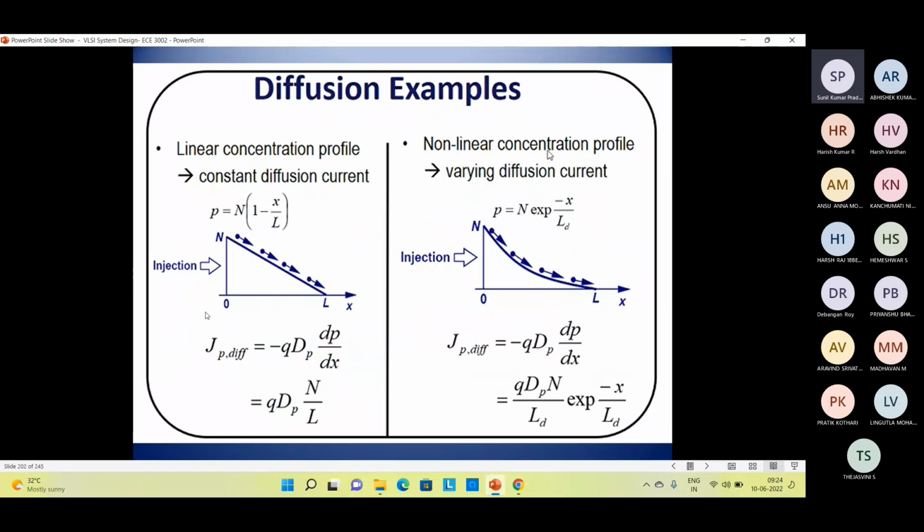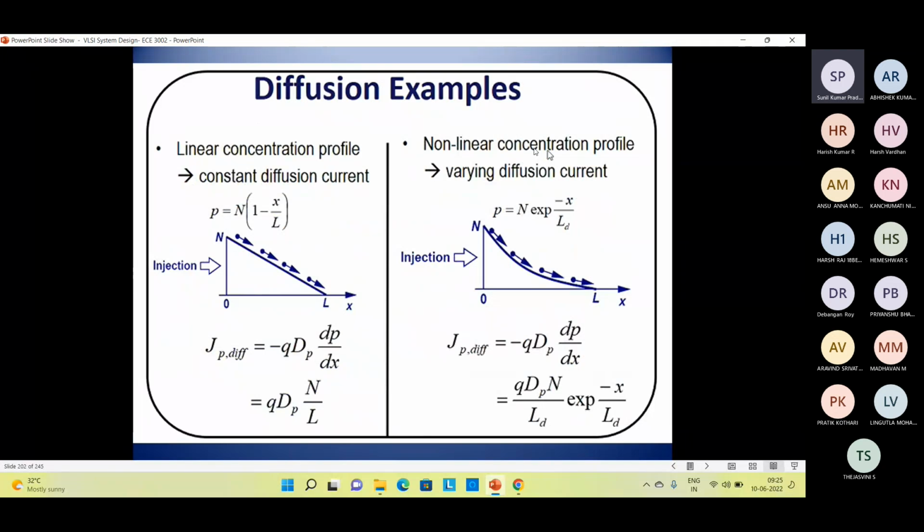Okay. So this diffusion current density, as you know, is minus q dp by dx. So dp by dx is our hole concentration gradient, that is the rate of change of hole concentration with respect to distance, Dp is our hole diffusion constant, and q is our electronic charge. So it will finally come to q Dp N by L.